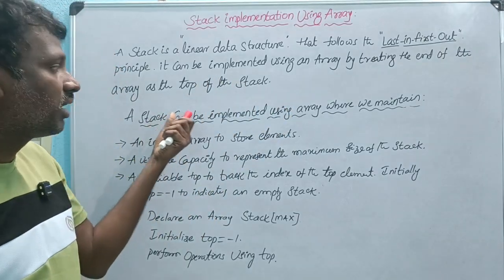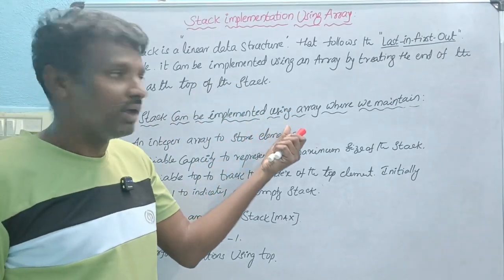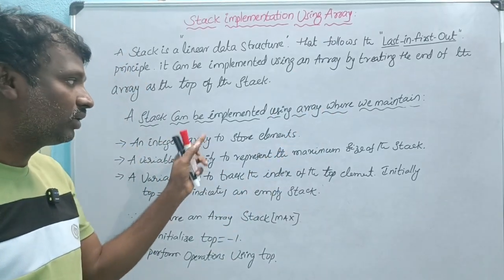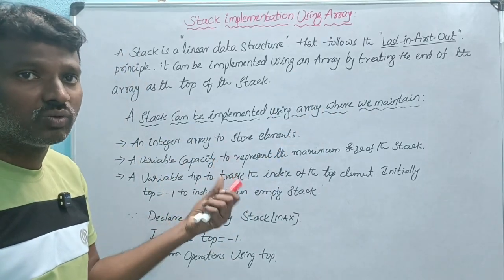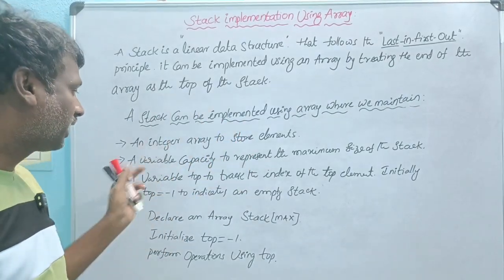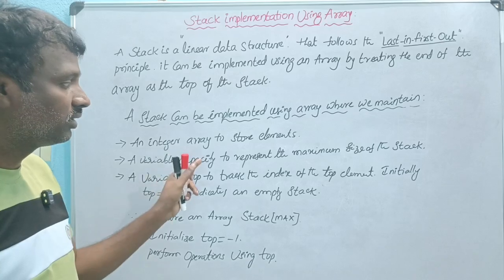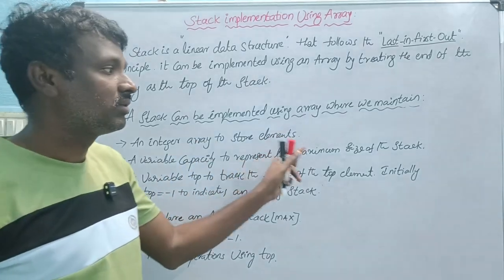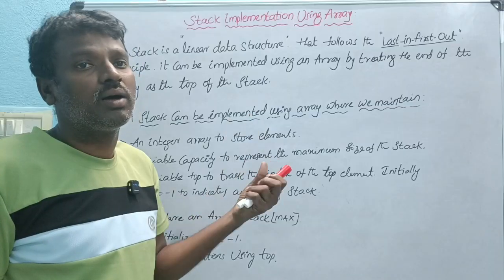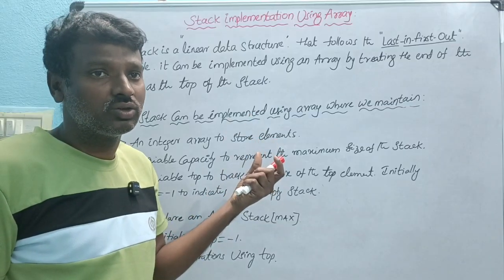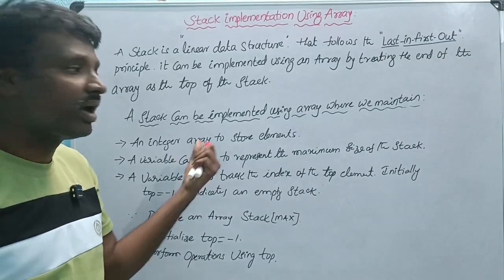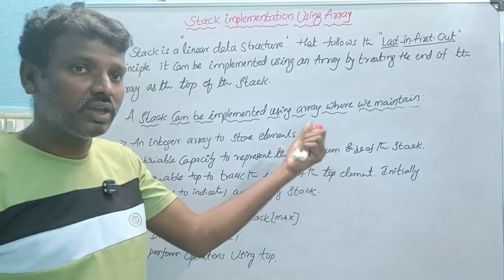A stack can be implemented using an array where we maintain an integer array to store the elements. In that stack we are collecting integer type elements. That is the first point. The second point, a variable capacity to represent the maximum size of the stack. An array follows a fixed size, so we represent the capacity as the maximum size of the stack.